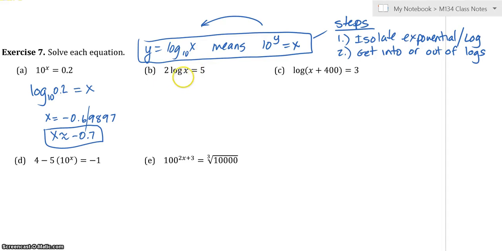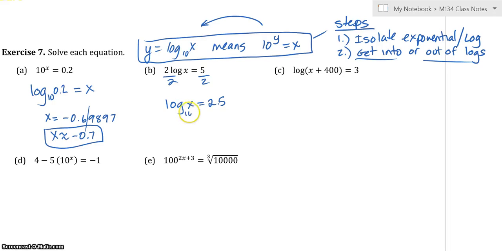To solve for a log, again, you always have to isolate. This one is not isolated. I would divide both sides by 2 to get that log isolated. So isolate that exponential or that log. You can call this 2.5 if you want, since we're dealing with decimals, or you can leave it as 5/2. So now I'm going to get out of logs. So either get into or out of logs. If you're not in logs, get into them. If you're in logs, you get out of them.